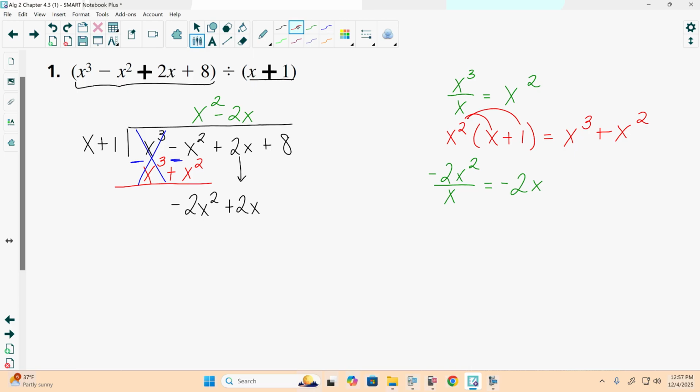And again, just like we did with x squared, we're going to take the negative 2x and multiply it by our x plus 1, to find out what we put underneath it. Negative 2x times x is negative 2x squared, which realistically that's what we want. We want it to match up with that first term underneath. Negative 2x times positive 1 is going to be negative 2x. And then we're going to subtract.